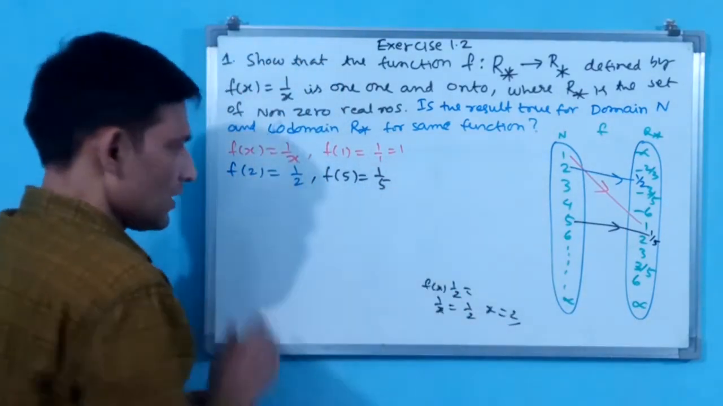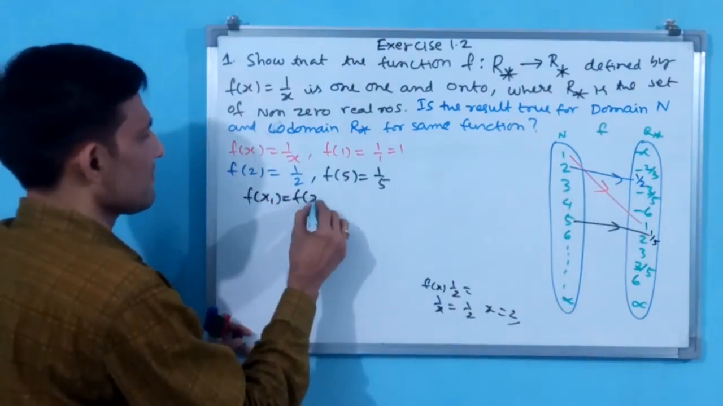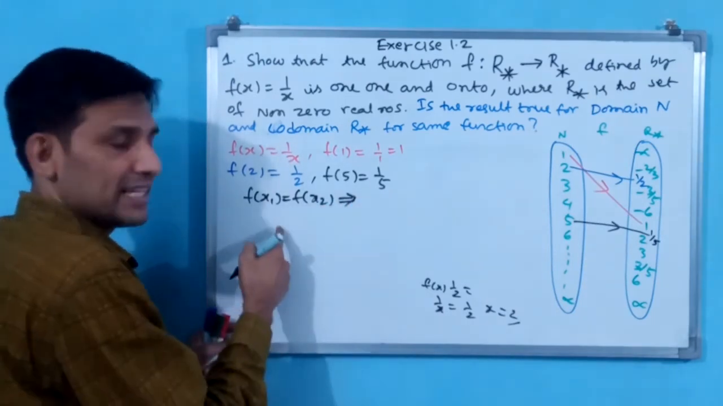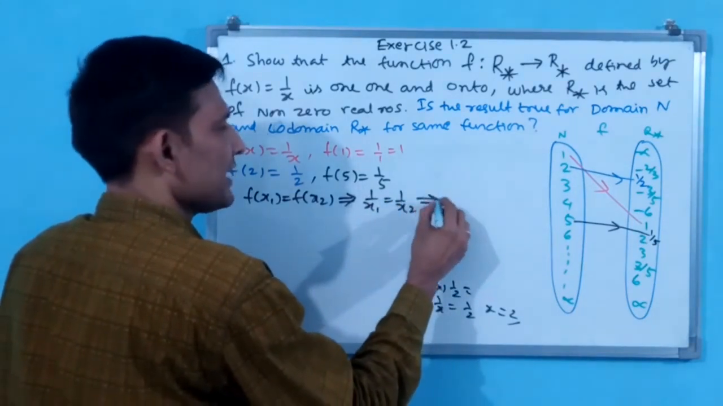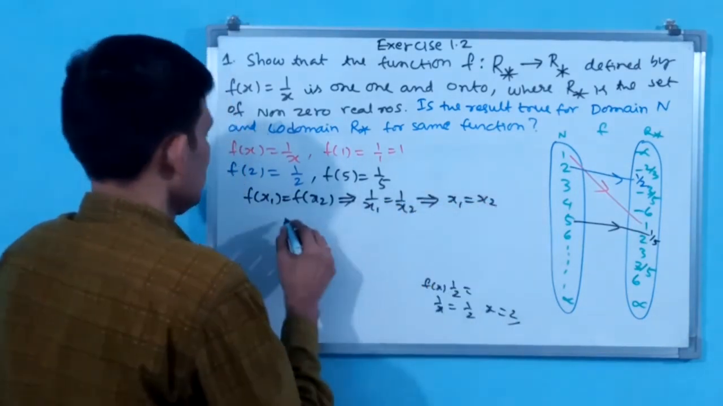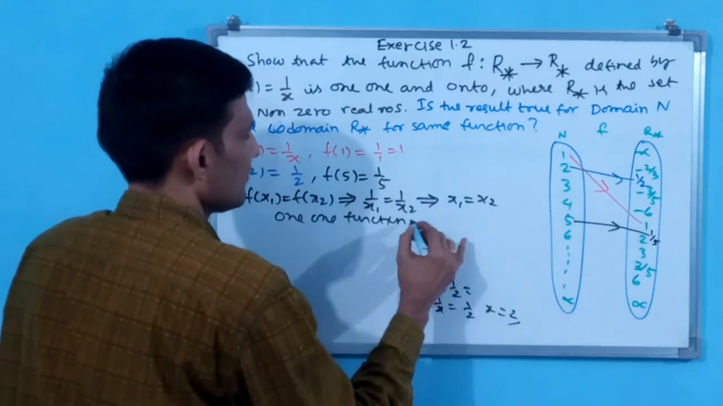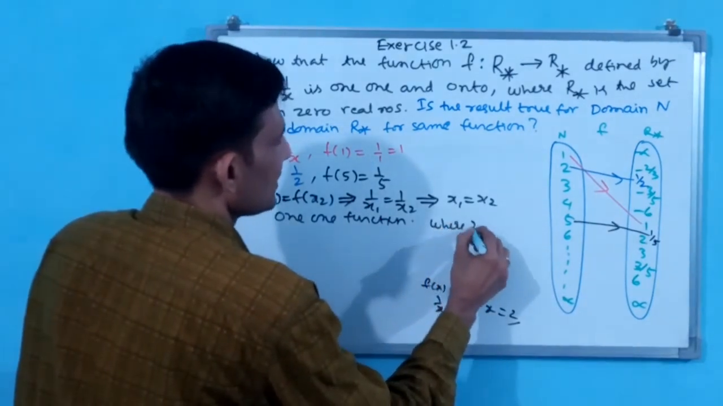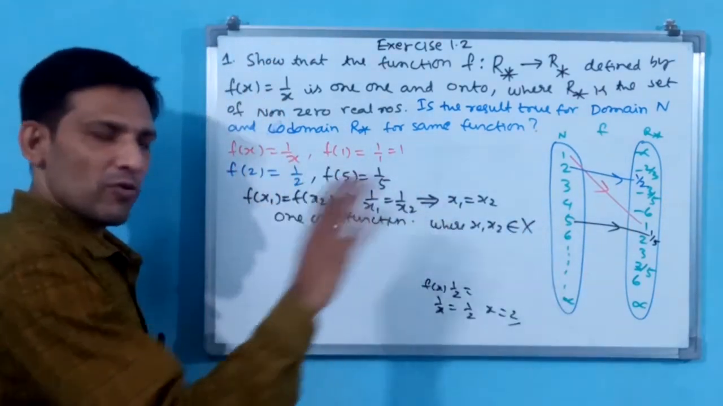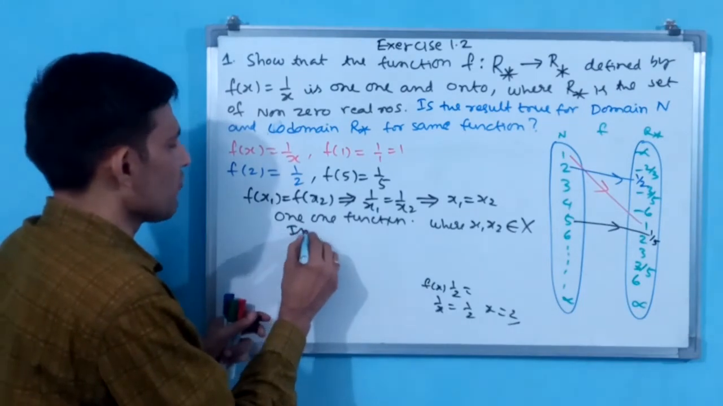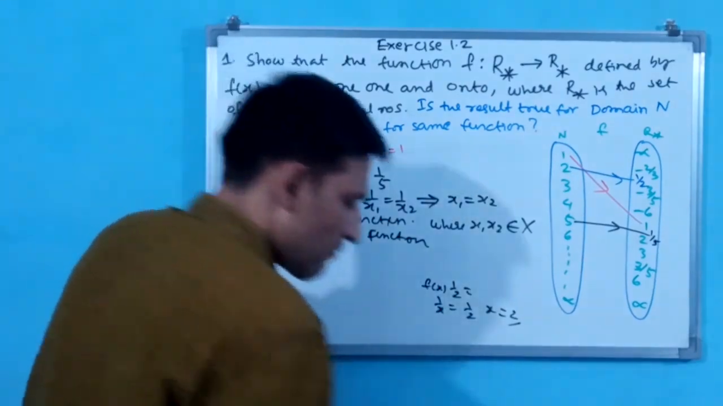Now we can write like this. f of x1 is equal to f of x2 implies 1 by x1 is equal to 1 by x2 implies x1 is equal to x2, 1-1 function, where x1, x2 belongs to capital X. This you write first. 1-1 function means injective function. For 1-1 it is over.